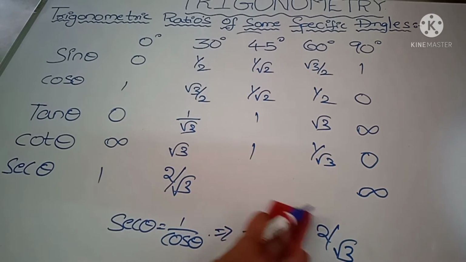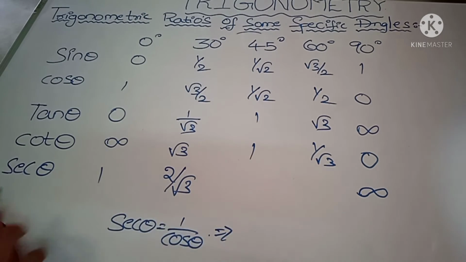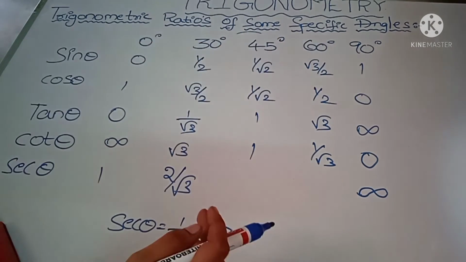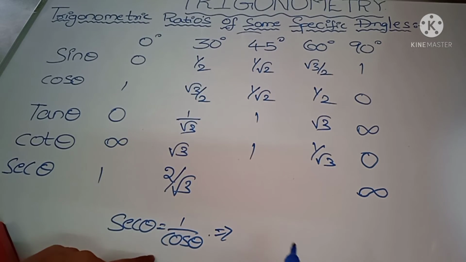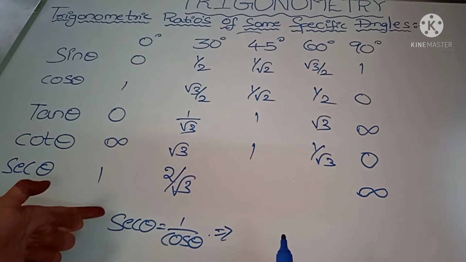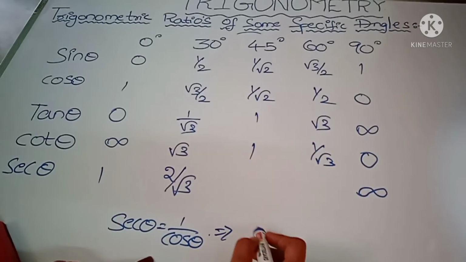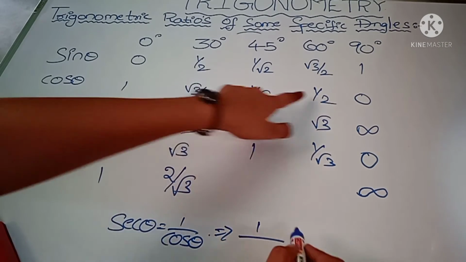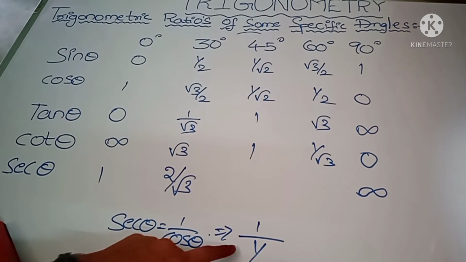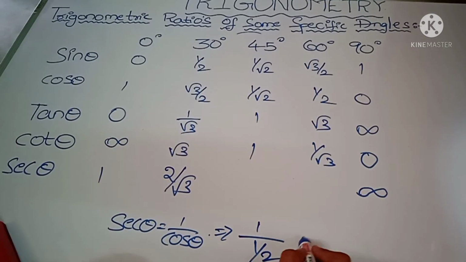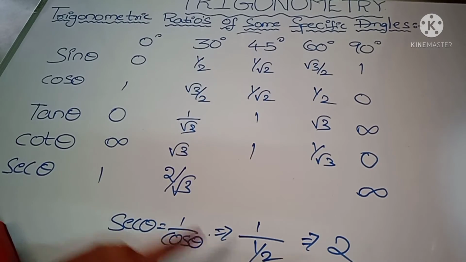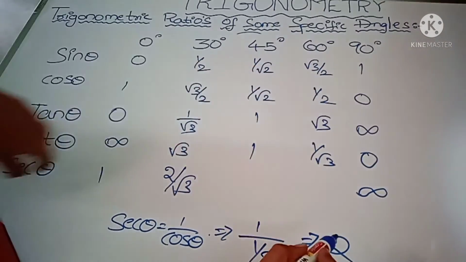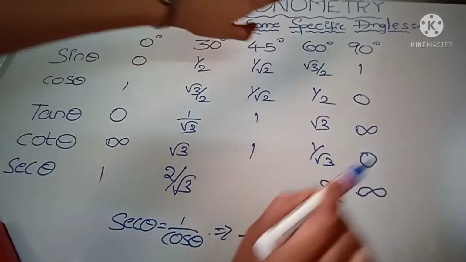Next, secant 60 degrees. 1 by cos theta. What's the value of cos 60 degrees? 1 by 2. Again 1 by 1 by 2 can be written as 2. The value of secant 60 is 2.